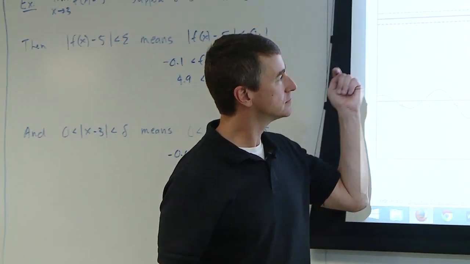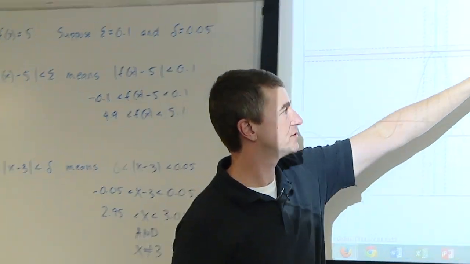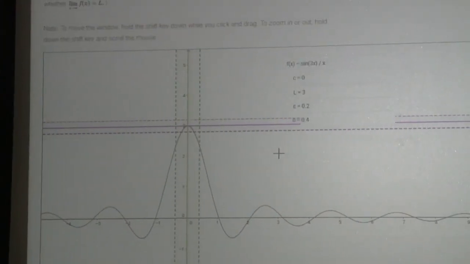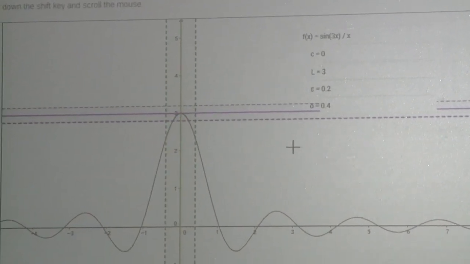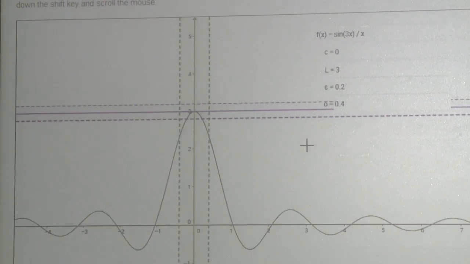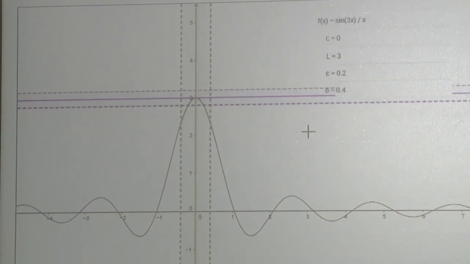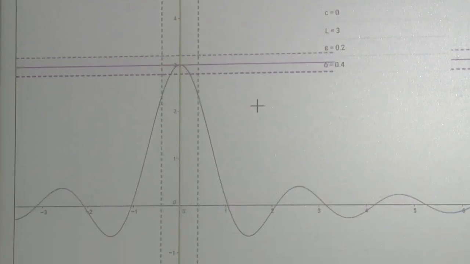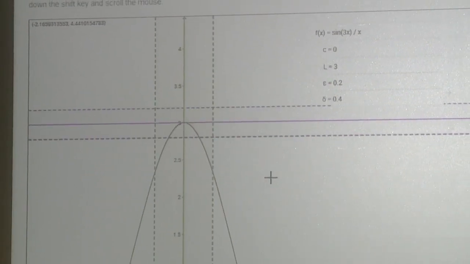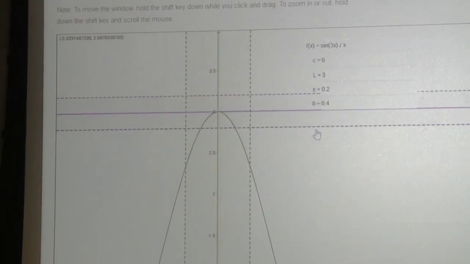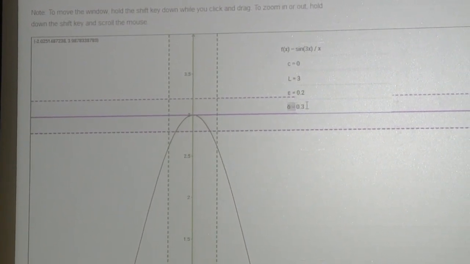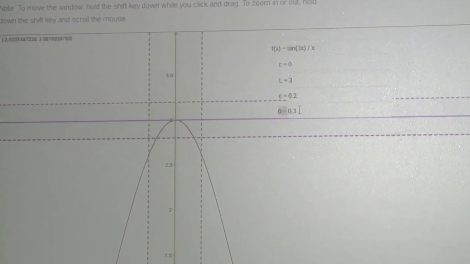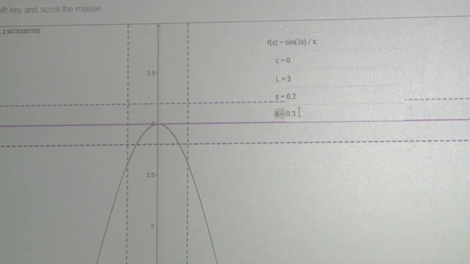So is this working? The delta that I've got, delta of 0.4? No, because you can see all of these y values, I drop underneath the 2.8 that I'm supposed to stay above. So that didn't work. Zoom in a little bit. So should I go for a delta that's bigger or smaller? Smaller. 0.3, does that work? No. Does not work, right?